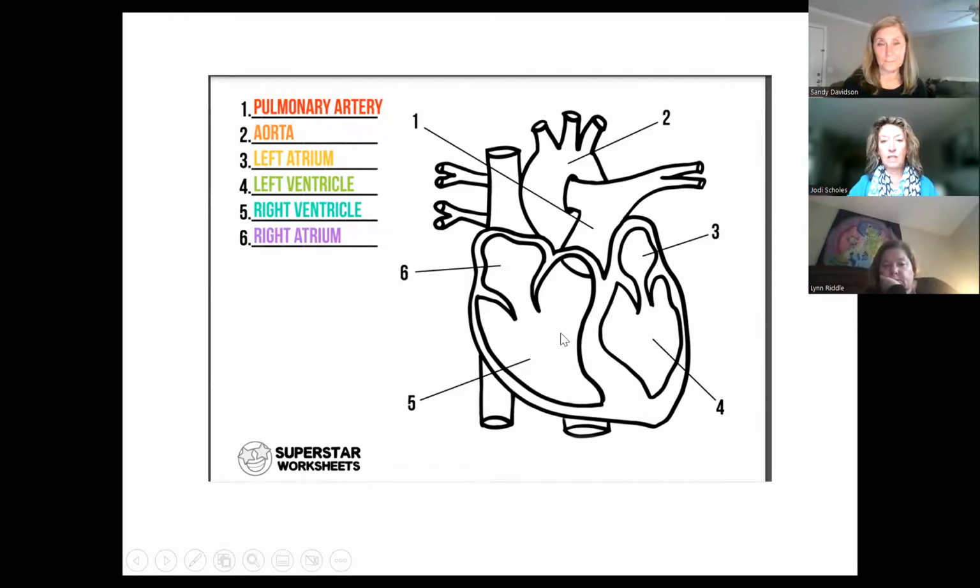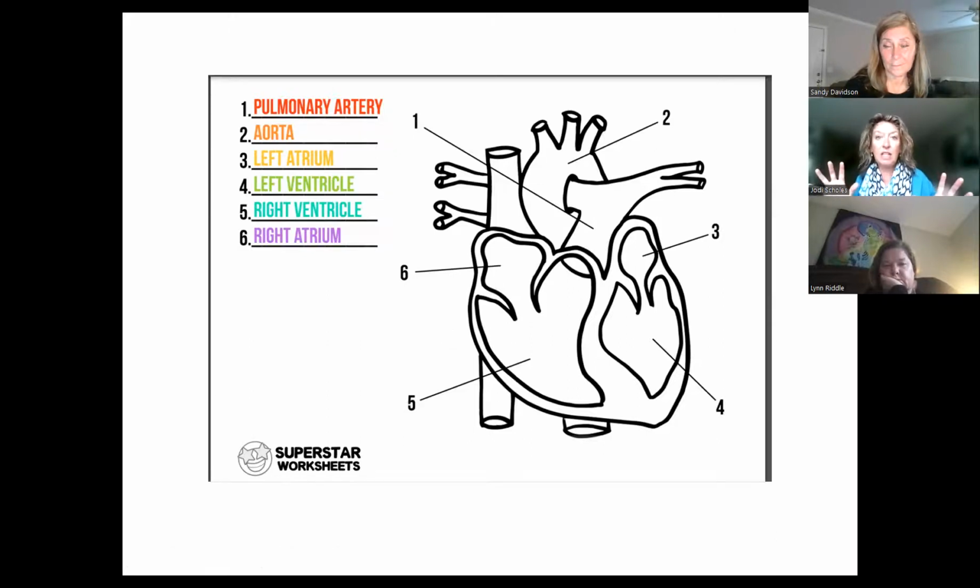Number five. Pulmonary artery, boom, heads on out to the lungs. So here's our left atrium and our left ventricle. This is a very simple diagram of the heart. And this is here your aorta up here on number two. So just so you know, just simple, simple, simple.